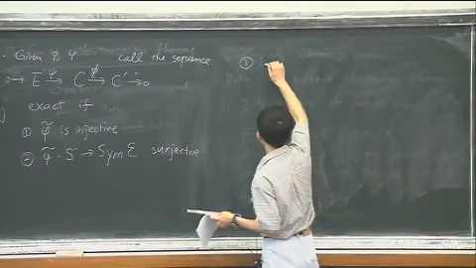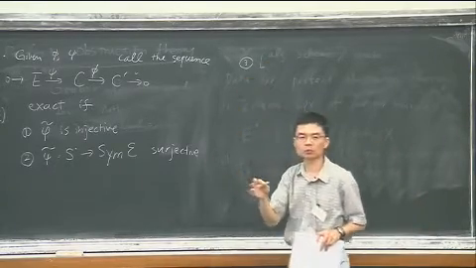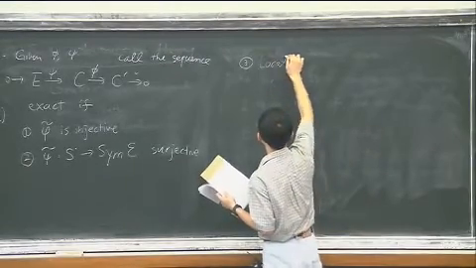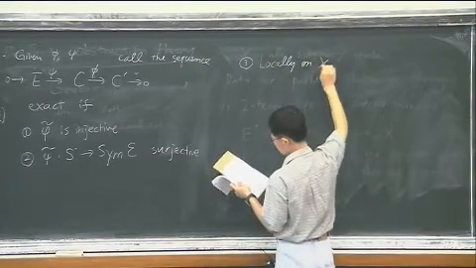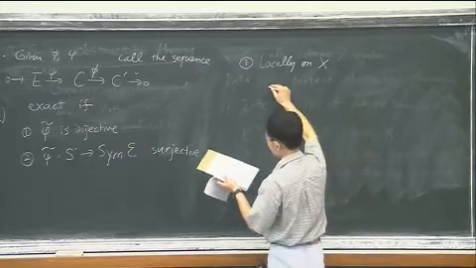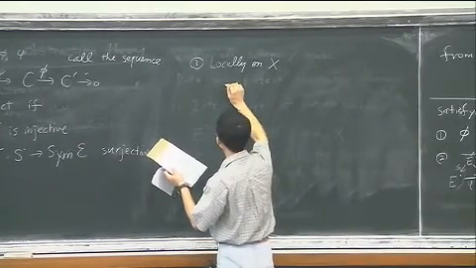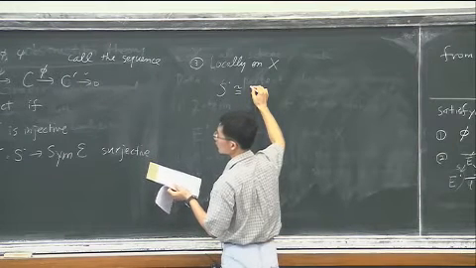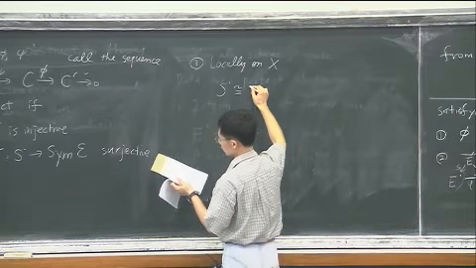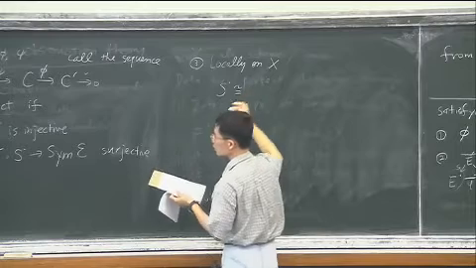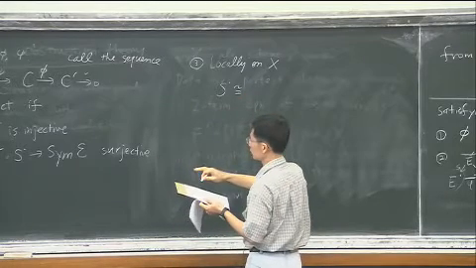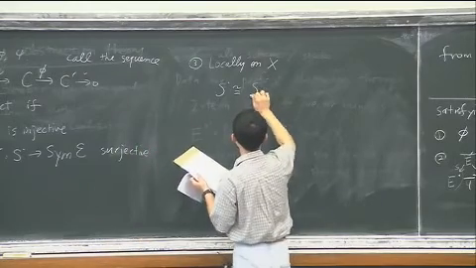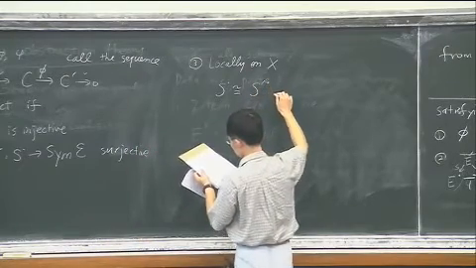I think here, and those who are more knowledgeable should correct me, the correct definition here is locally on X. So this should be surjective, and this injective, something like that.